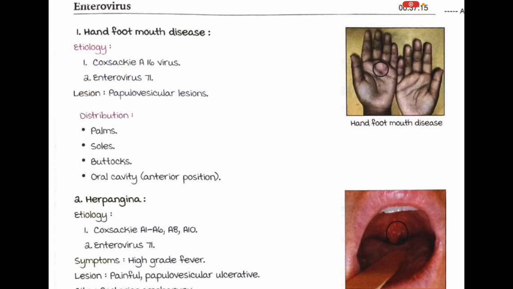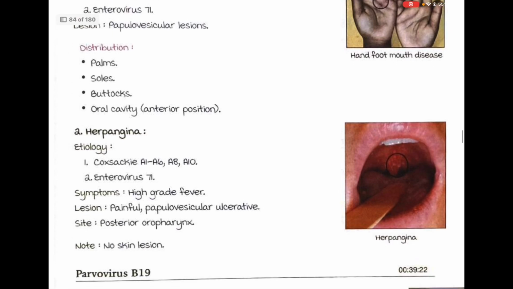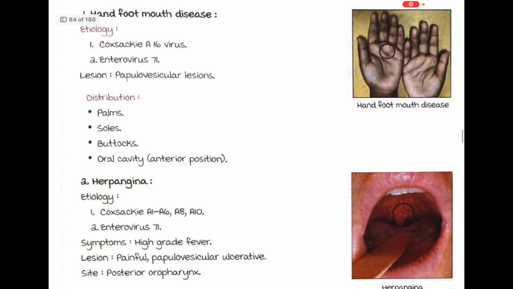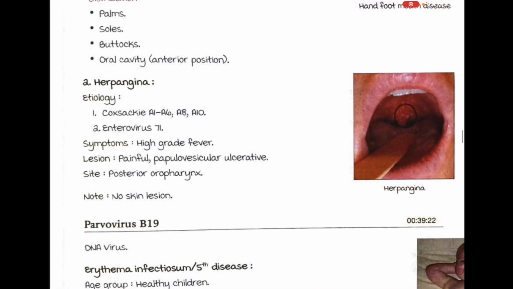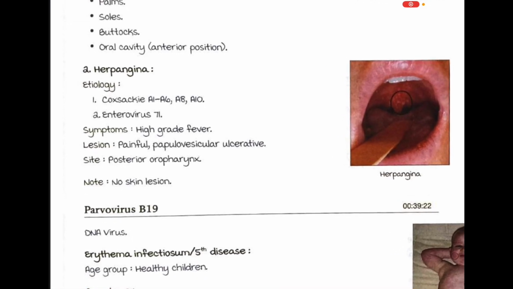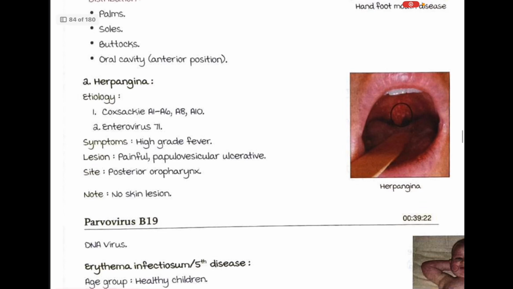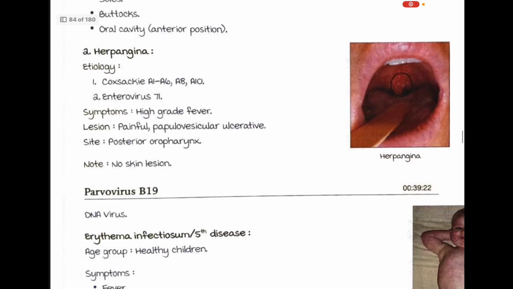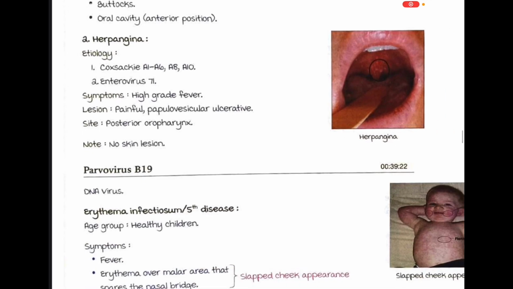So it says here hand, foot, mouth. Herpangina. Etiology: Coxsackie A1 to A6, A8, A10. Enterovirus 71. Symptoms: high grade fever, painful papulovesicular ulcerative rash, lesion in posterior oropharynx. Well, this was anterior oropharynx, hand, foot, mouth, and this is posterior, herpangina. No skin lesions. Well, there are skin lesions in hand, foot, mouth, but herpangina only loves the mouth.